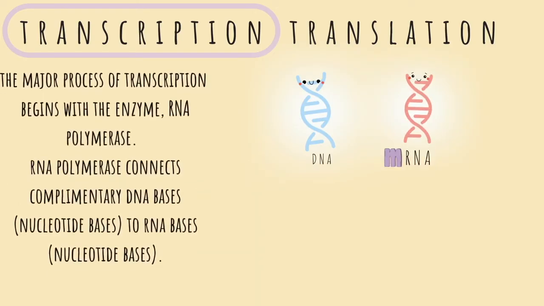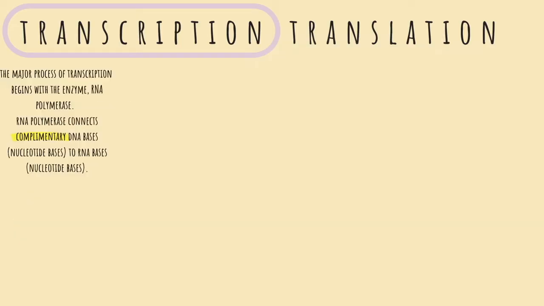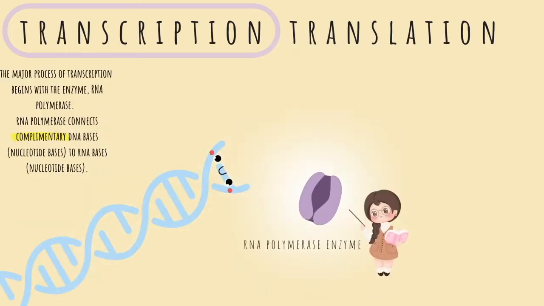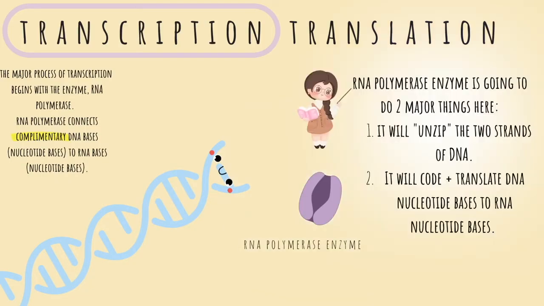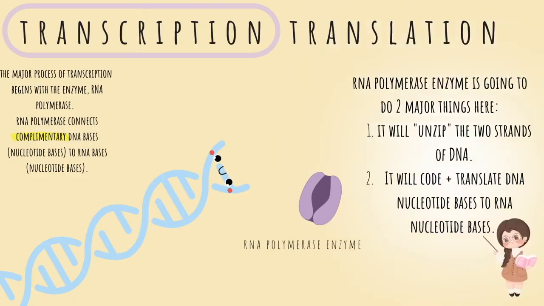The major process of transcription begins with the enzyme RNA polymerase. RNA polymerase connects complementary DNA bases to RNA bases. So here is our DNA, and here is our RNA polymerase enzyme. RNA polymerase enzyme is going to do two major things here. One, it will unzip the two strands of DNA, and two, it will code and transfer DNA nucleotide bases to the appropriate RNA nucleotide bases.